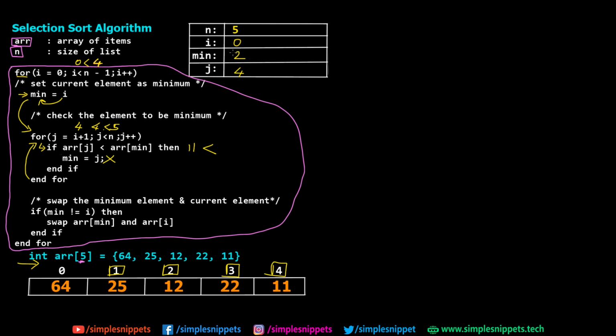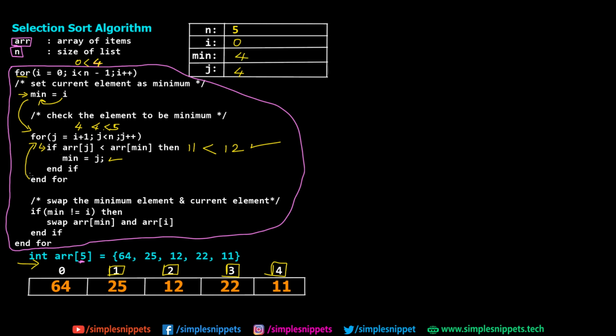Min is what? 2. You can see over here. So ARR of min, that is ARR of 2, is 12. Is 11 less than 12? Yes. So now we again update the min value. So min is basically keeping a track of the index position with the minimum value, right? So we transfer j, that is 4, into min. So let's update min. Min becomes 4.